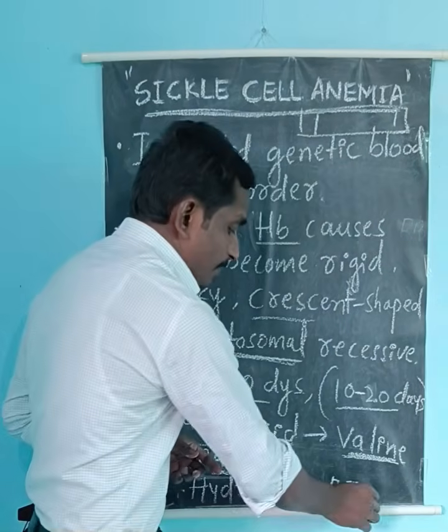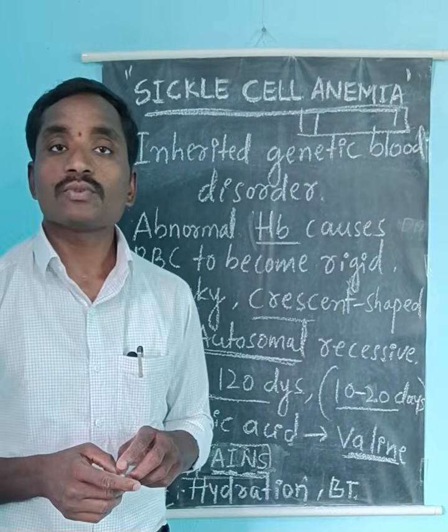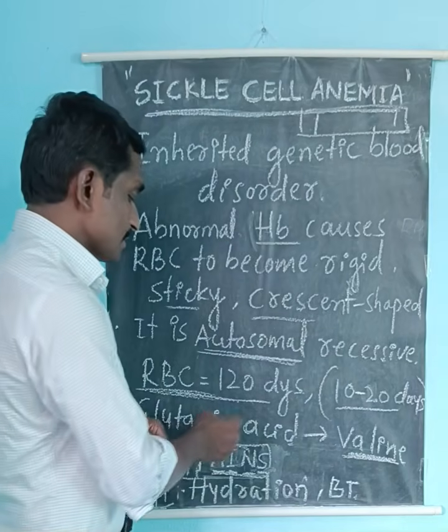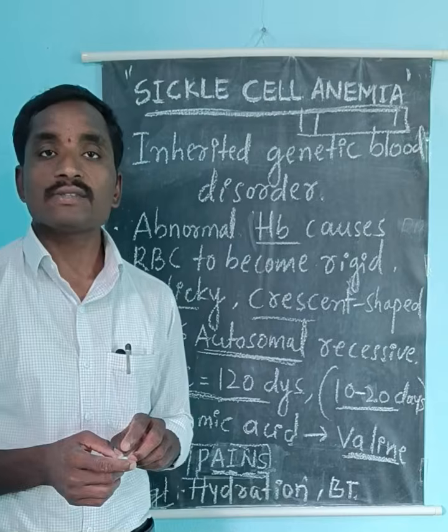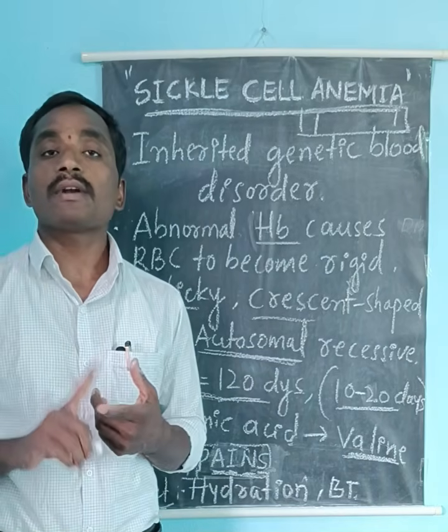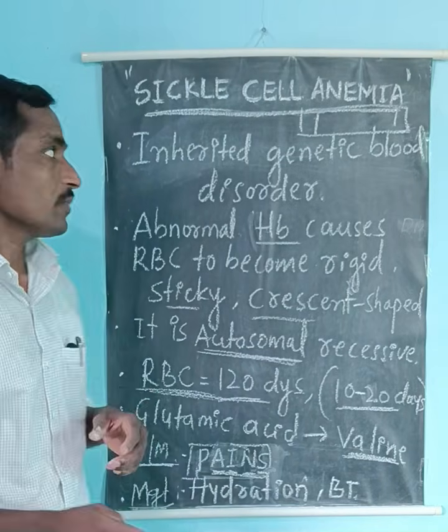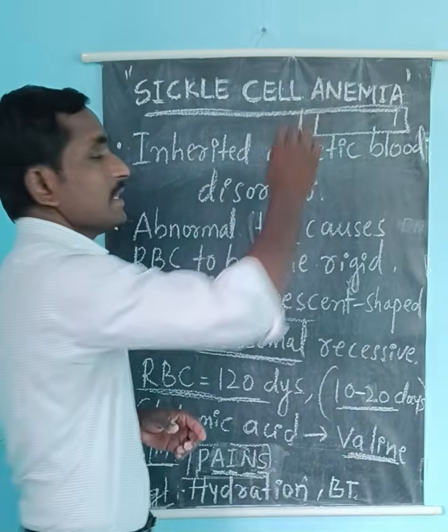And also repeated blood transfusion is very important to replace normal RBC cells, because here the lifespan is 10 to 20 days. For this reason, repeated blood transfusion is also very important. So this is regarding sickle cell anemia.